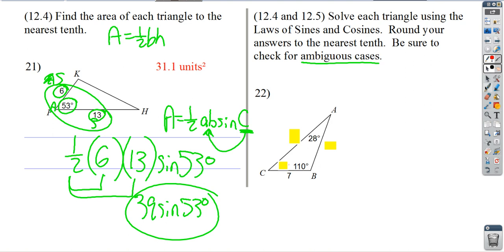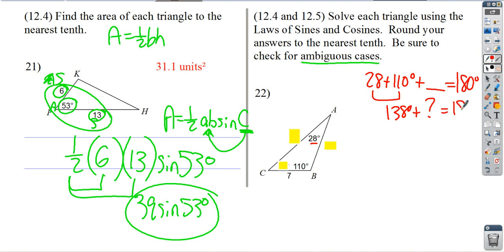Alright, so let's first of all find the missing angle. So we know these two angles. We know 28 and 110. And we know that whatever the third angle is has to add up to however many degrees there are in a triangle. And there's 180 degrees in a triangle. So let's just solve this. So 138 plus what we don't know is 180. If we subtract 138 from both sides, we'll get 42 degrees as our missing angle. So let's verify, and that works.